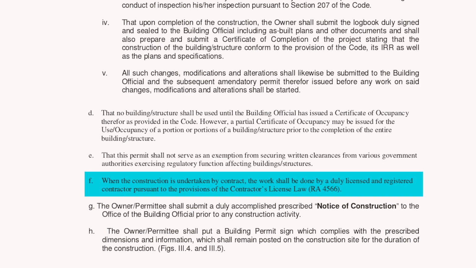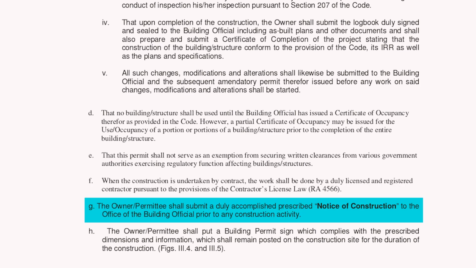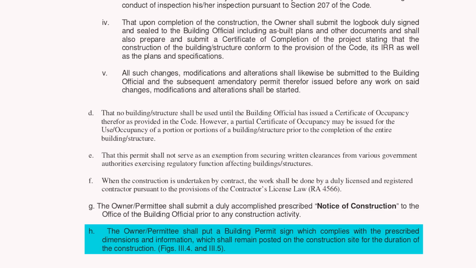Okay, other conditions. The project will be constructed by a licensed and registered contractor. No? Next, ito yung sinasabi ko kanina, dapat may notification sa building official before you start the project. Now, there has to be a notice or notification to the building official that the project will commence. Para alam nila na nag-start yung project. And also, yung sinasabi din natin kanina, there should be a building permit signage throughout the duration of the construction.